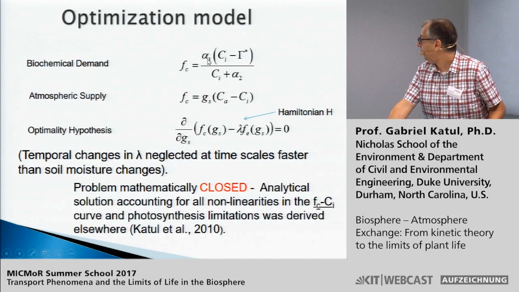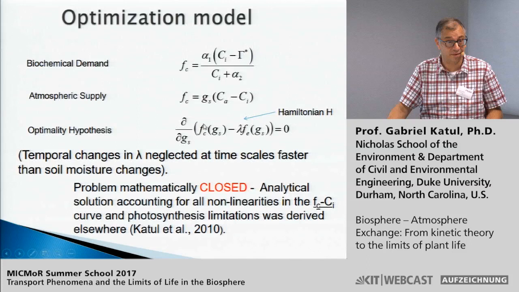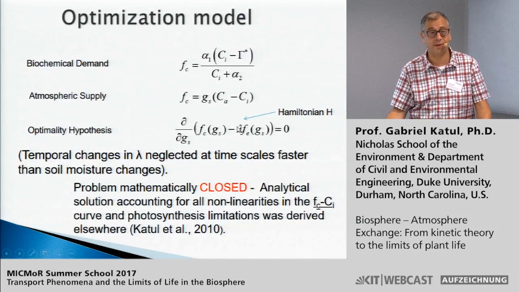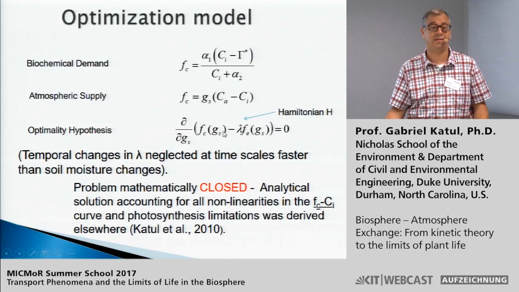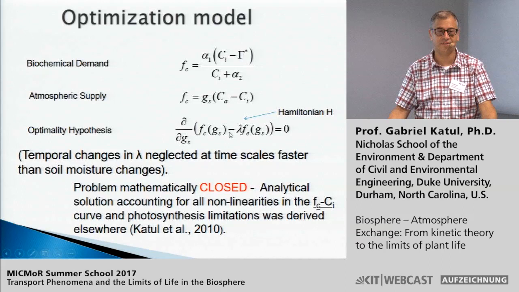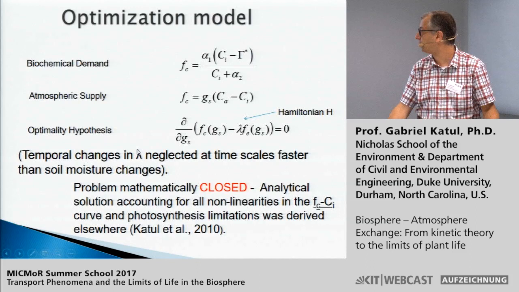If we add this optimality hypothesis of maximizing the Hamiltonian with respect to the control variable, then the problem can be mathematically closed. Okay? So that's an interesting result. But that makes the assumption that the Lagrange multiplier, which is essentially needed for this optimization problem, needs to be at least constant, or if it is going to vary, it has to vary on timescales much slower than the timescales at which stomatal conductance changes. Okay? So if stomata open and close, as Nadine has shown, in timescales of minutes, then whatever boundary conditions are going to influence this Lagrange multiplier, they have to change on timescales way longer than minutes. Okay?